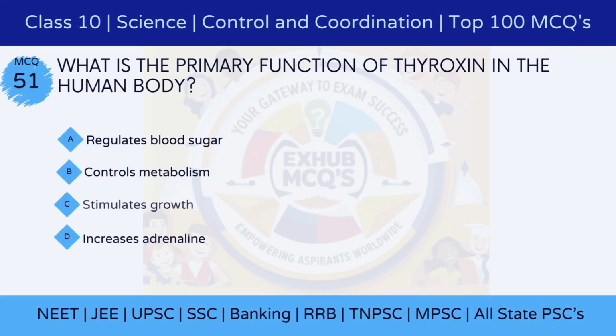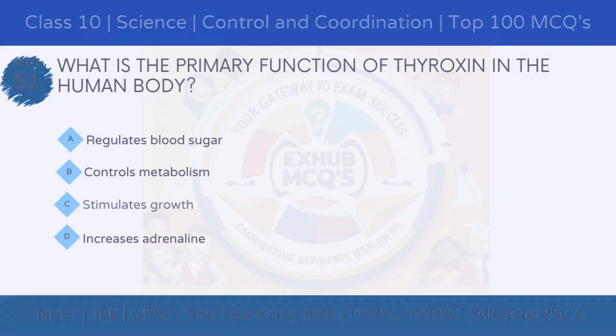MCQ 51. What is the primary function of thyroxine in the human body? Option A, regulates blood sugar. Option B, controls metabolism. Option C, stimulates growth. Option D, increases adrenaline.